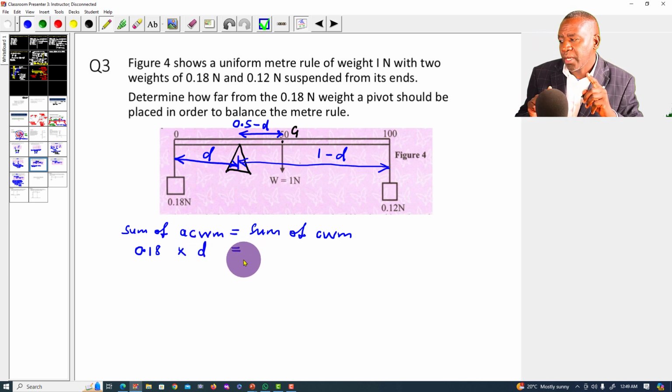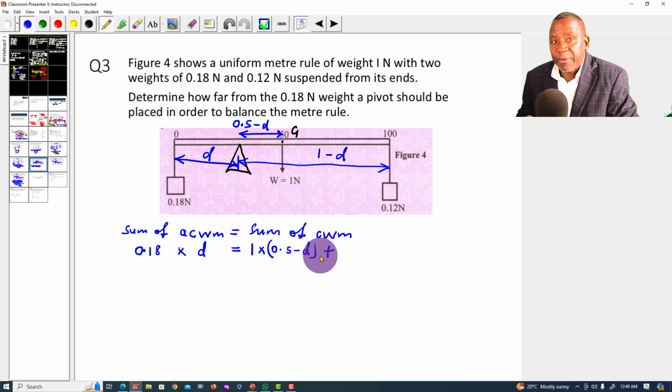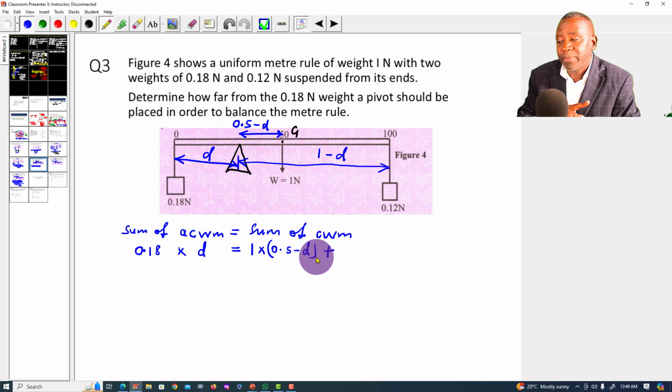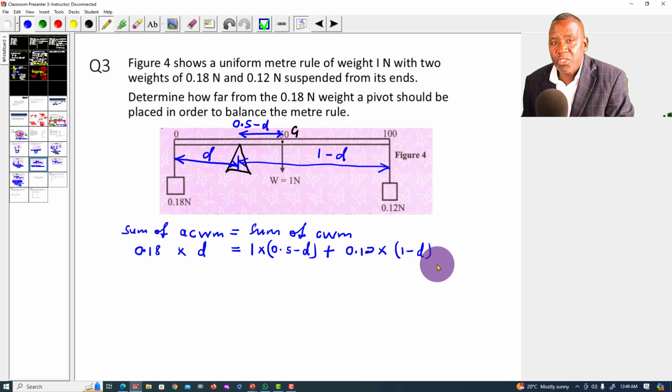how about the clockwise moments? There are 2 clockwise moments. One of them is due to the weight of the meter rule, which is 1 Newton, times how far it is from the turning point or from the pivot. It is 0.5 minus D, plus, remember we have said there are two clockwise moments. What is the other one? The other one is due to the 0.12 newtons times how far it is from here. It is 1 minus D meters. So this is the expression that you must solve.